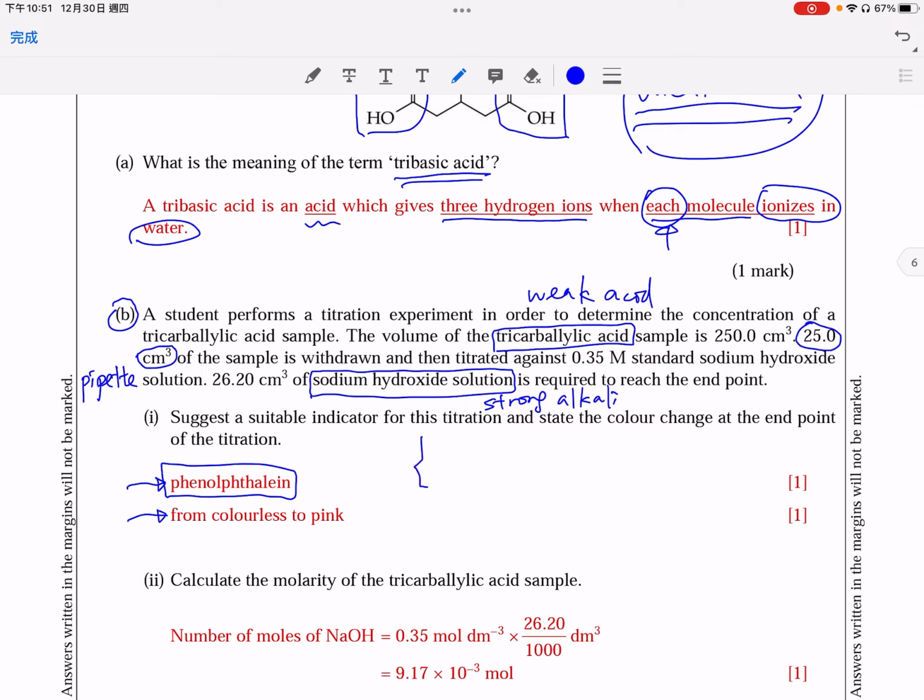Then, what will happen later on? Of course, the acid will be dropped into the conical flask. So in the conical flask, before the titration, there is the alkali, and then we add the phenolphthalein indicator.